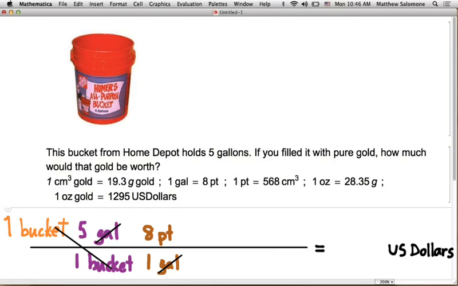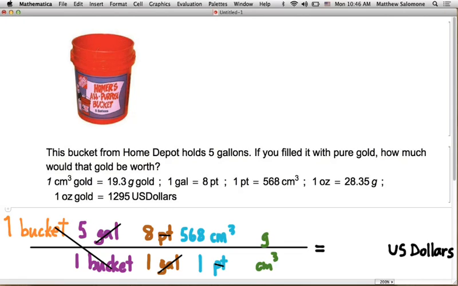Pints to cubic centimeters. And so what do I put where? Pints on the bottom. And why are the pints on the bottom? Because I want to get rid of pints on the top. There we go. So now our units are centimeters cubed. Then what? Centimeters cubed to grams. Great. So we'll go from centimeters cubed to grams, putting centimeters cubed on the bottom, grams on the top.